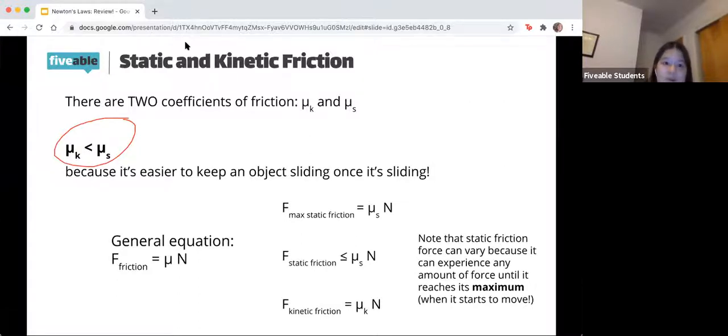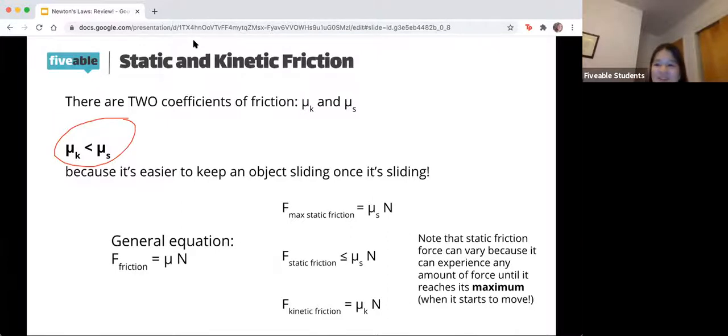And it makes sense. I'm just trying to think practically. It's much easier to keep an object sliding once it's sliding, kind of like Newton's first law. It's easier to just keep things going. Whereas if a thing is just stuck and I'm starting to push it, its tendency is to just stay where it is.